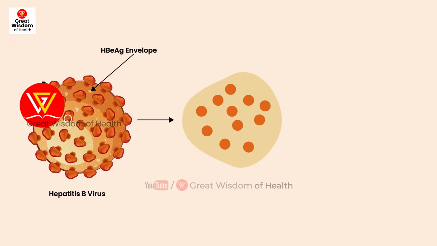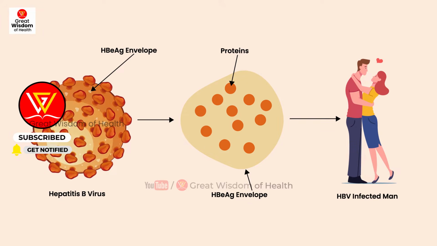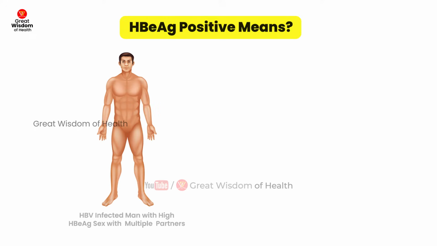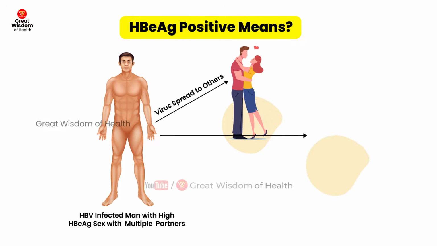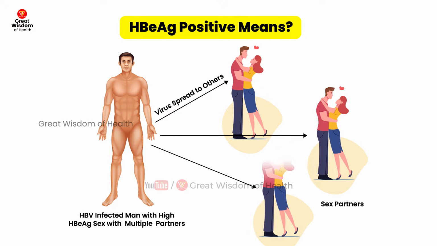Hepatitis B e-antigen is a protein from the hepatitis B virus that circulates in infected blood when the virus is actively reproducing. HBeAg positive means? If you are HBeAg positive, it means the antigen is present in your blood. This test result suggests that a person is infectious and is able to spread the virus to other people.